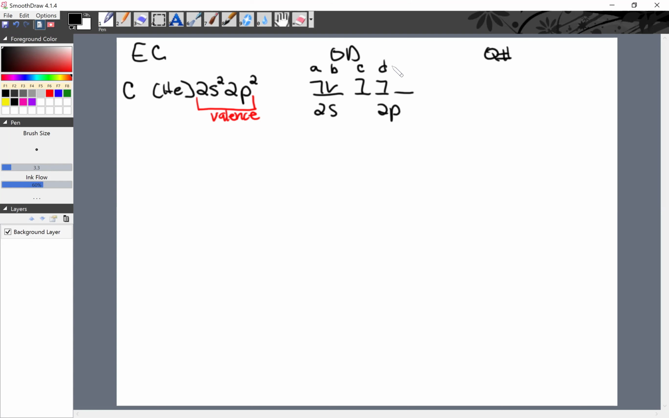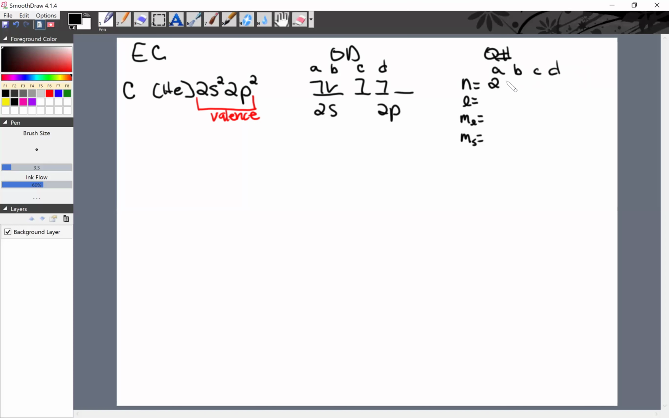The quantum numbers, remember, is a coordinate system. And so I have to say n, which is the shell, l, which is the subshell, m sub l, which is the orbital, and m sub s, which is the spin. All right, and I'm going to do that for A, B, C, and D. All right, so let's take a look at A. Well, we know it is in shell 2. What about l? Which subshell is it?